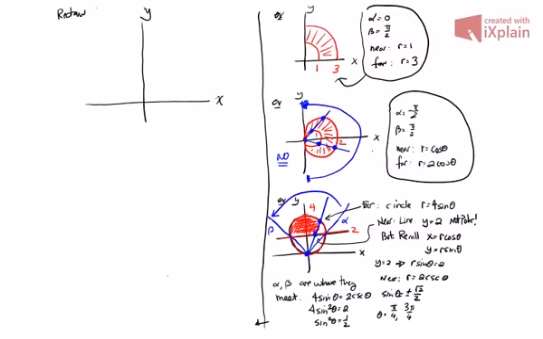So we've got our circle, got our line, we've got our region, we've got our angles, which go from alpha, which is pi over 4, to beta, which is 3 pi over 4. And between those, we've got our near function and our far function.